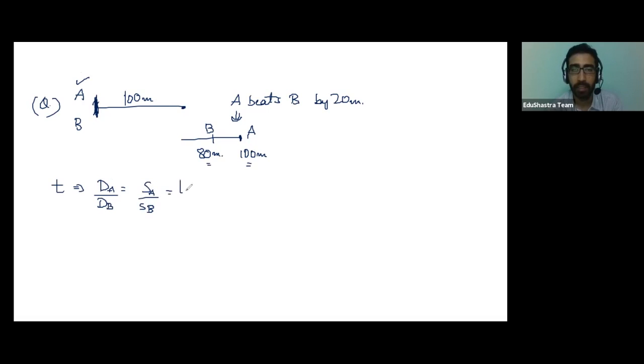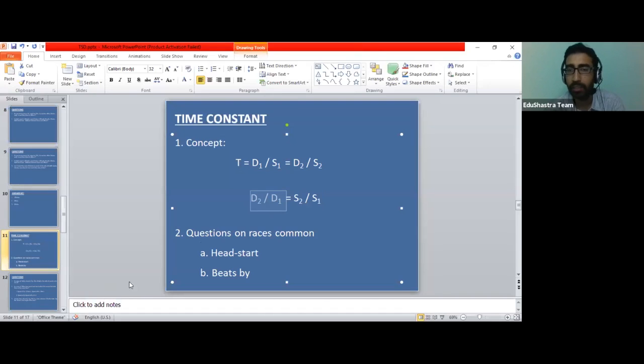Since distance covered by A is 100 meters, and at the same time distance covered by B is 80, the ratio of speed of A and B becomes 100 by 80, which is 5 by 4. 100 is 20 into 5, 80 is 20 into 4, and thus this allows me a quick comparison, a quick understanding of their speeds. SA by SB becomes 5 by 4. It's very simple. Now this is a question on races, and it's a common question structure for the question type in which time is constant.